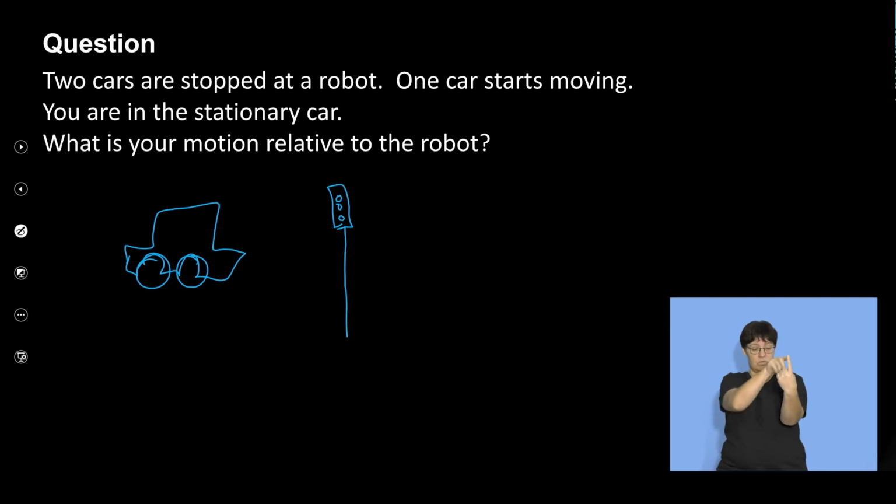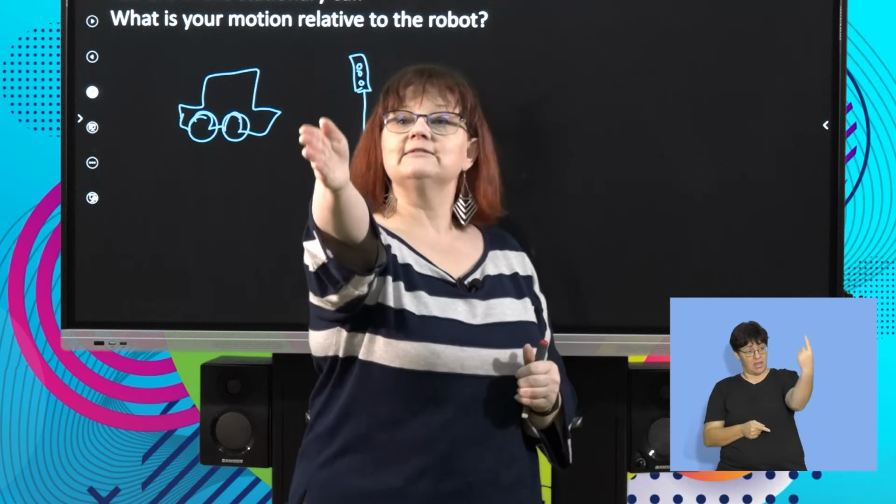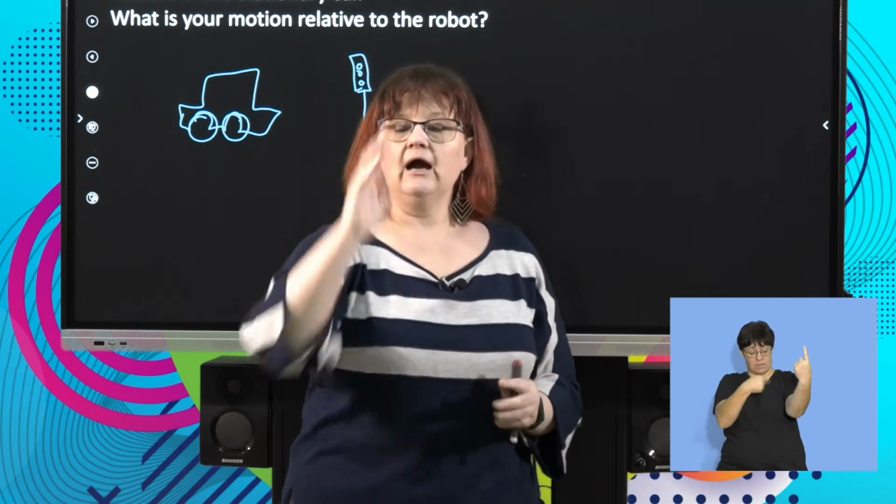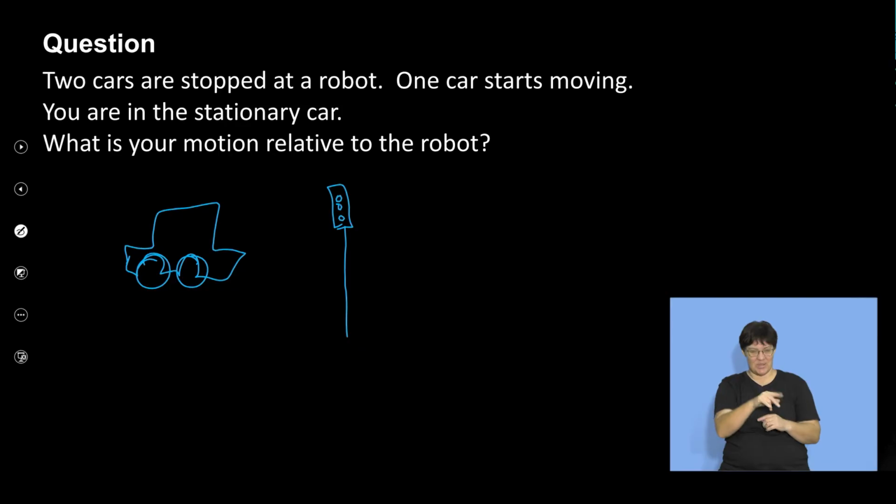Robot's not moving. We're not moving. So your motion is nothing. Your distance isn't changing. You're staying in one point. So now, if I'm comparing my motion to something that's stationary, I'm stationary. Feels a little weird, okay? But don't worry, you'll get there.